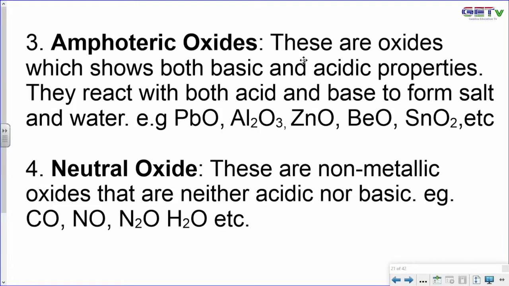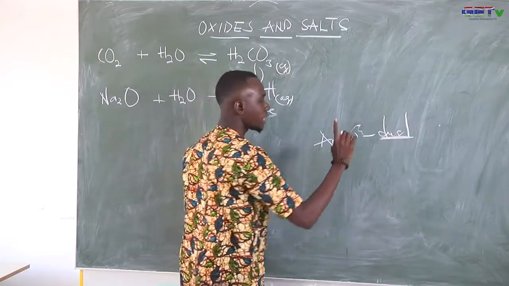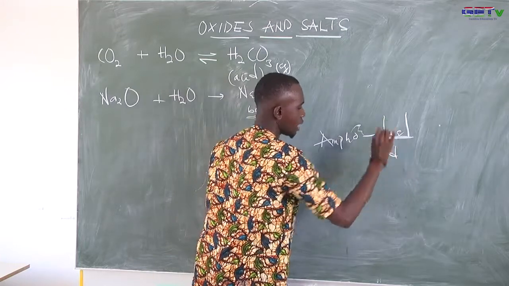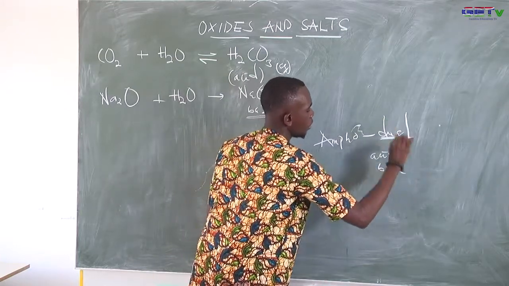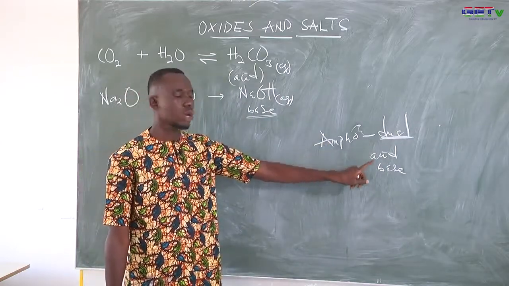Now, the third type of oxides are called amphoteric oxides. This one we have from the word ampho, and this ampho means dual, which means two. So these are oxides which show both basic and acidic properties, which means they are dual. So they have a tendency to react with acid. They also have a tendency to react with base, which means these oxides can play the role of acids and also the role of base.